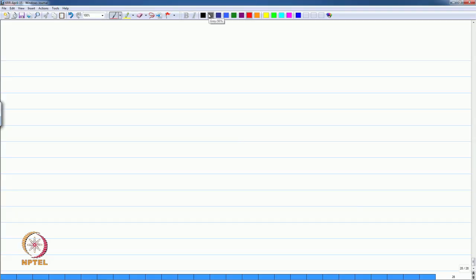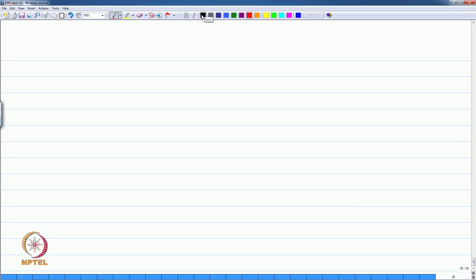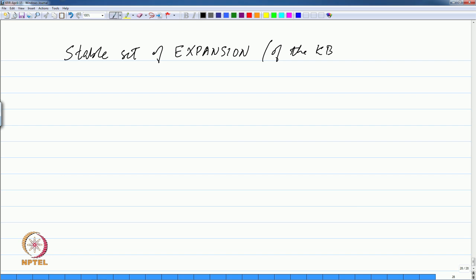So, let us now talk about stable sets, and essentially if we can find a stable set of beliefs, then whatever is entailed by this set of beliefs we will be willing to believe in that essentially. That is the basic idea. So, what is a stable set, and the term that we use is an expansion of the KB. It is like extension, it is just that we are using a different term here, expansion.